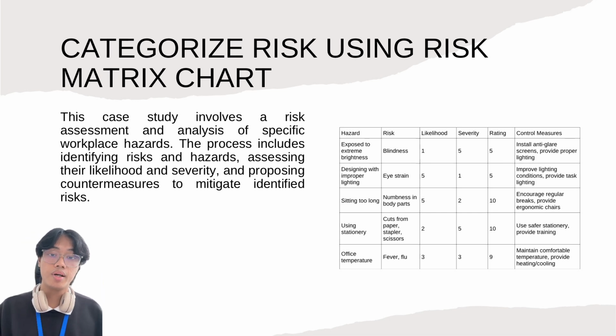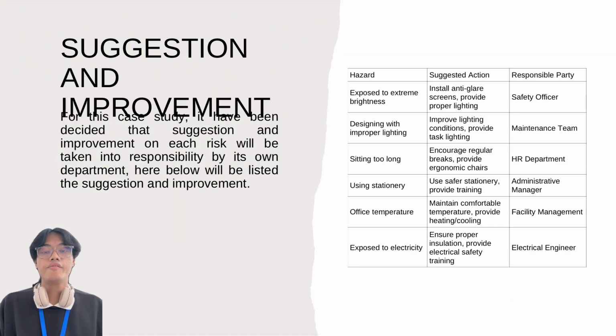So let's move to the next part. For this case study, I have decided that all suggestions and improvements will be taken as full responsibility by each department. For example, the engineering division will take full responsibility for reducing the risks and hazards faced by the employees. For example, while designing in the office, sitting too long will make the employees feel numb or fatigued. So, the engineering division will conduct a meeting on how to improve and prevent the problem from happening again.